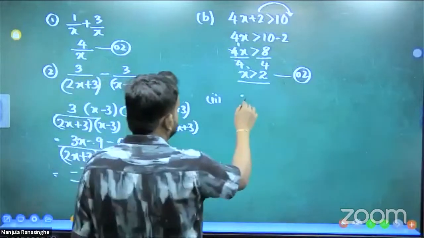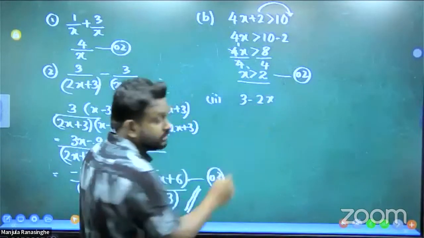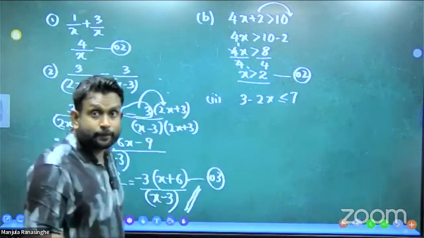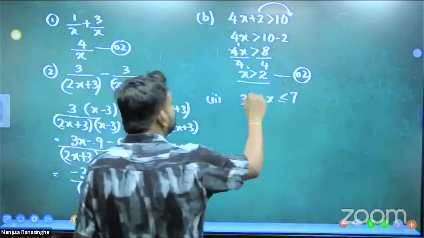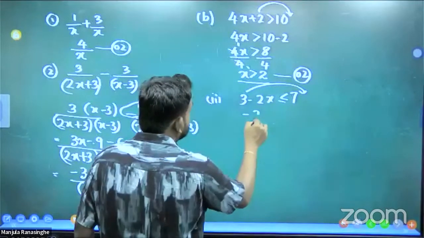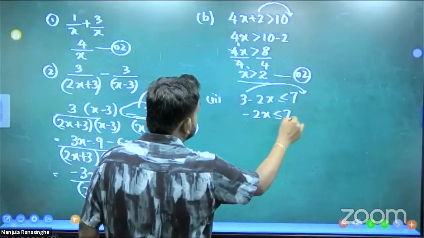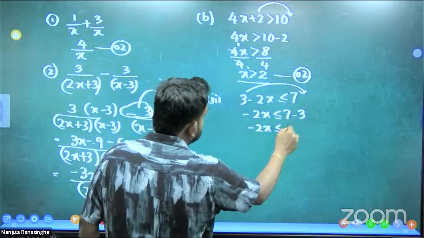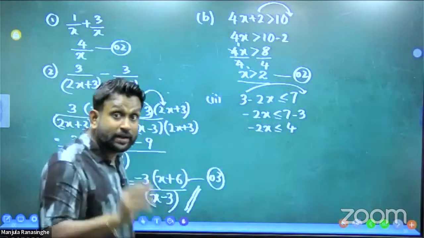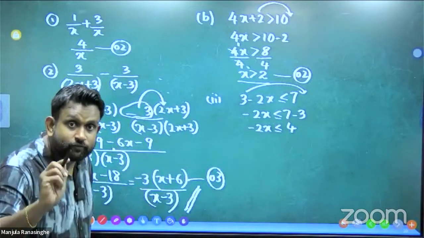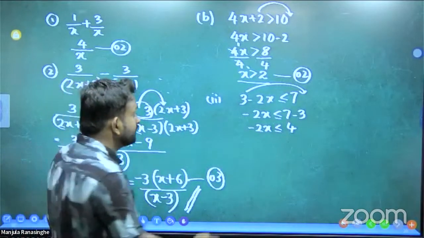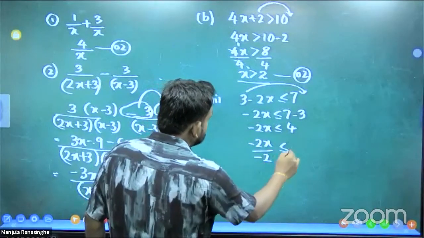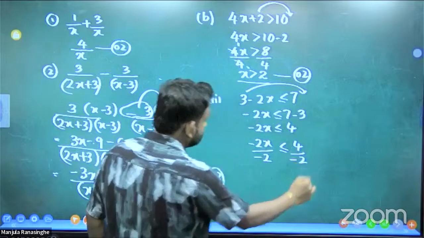So now be careful: minus 2x less than or equal to 7. Here I bring this positive 3 to the other side. So then minus 2x is isolated here. 7 minus 3, then minus 2x less than or equal to 7 minus 3, which means 4. That is minus 2x. Now be careful. Now we are going to divide both sides by minus 2.